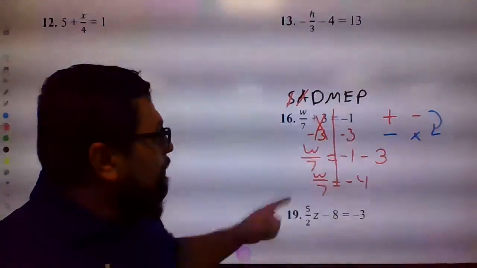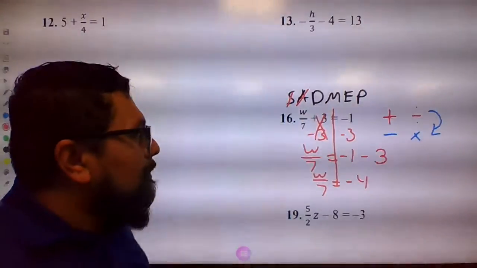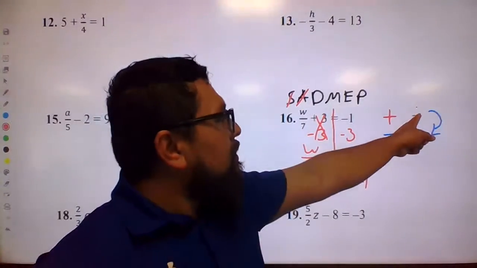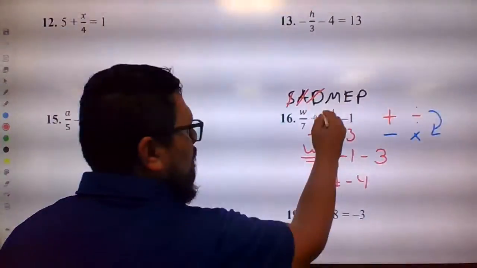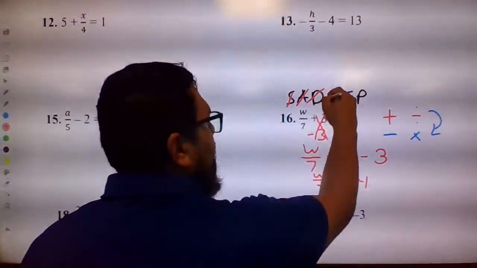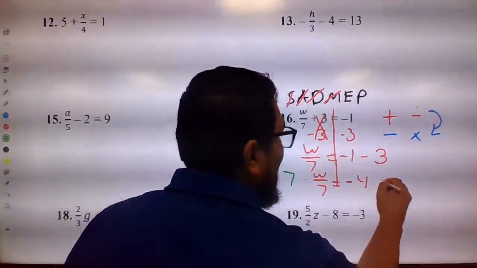All right, so now let's keep going with SADMAP. We've got to divide or multiply. It's already a division, so we've got to multiply now. We're done with division, now we've got to multiply. What are we going to multiply? We're going to multiply both sides by 7.